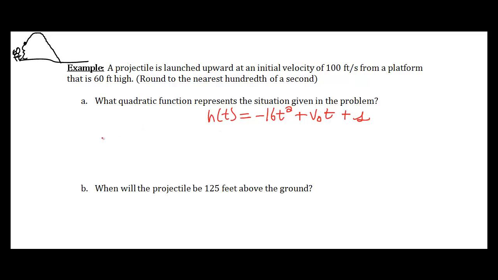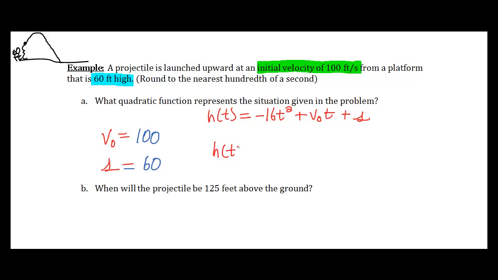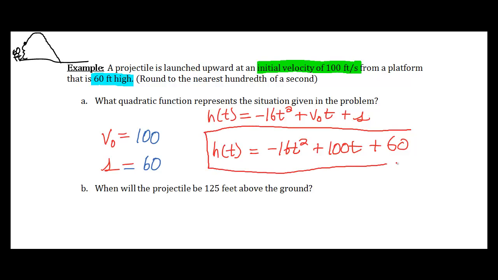All right, my goal is to figure out what V naught equals and what S equals. This time it's a little simpler. V naught, the initial velocity, is 100 feet per second. Initial height, 60 feet high. I'm explicitly given that. So my V naught is 100, S is 60. And so my quadratic function that models this situation, h of t, is negative 16t squared plus 100t plus 60. This is my quadratic function.